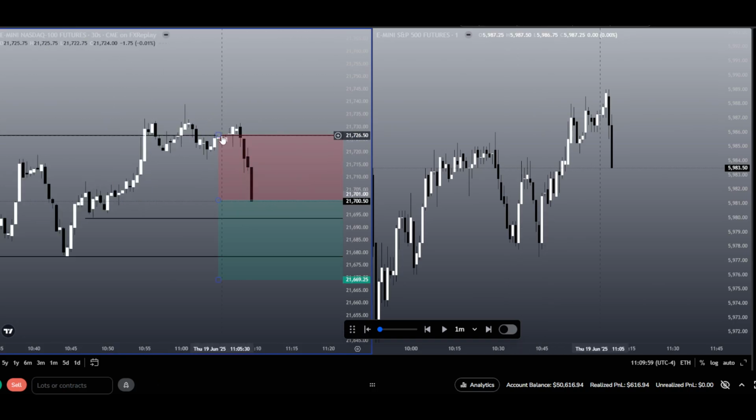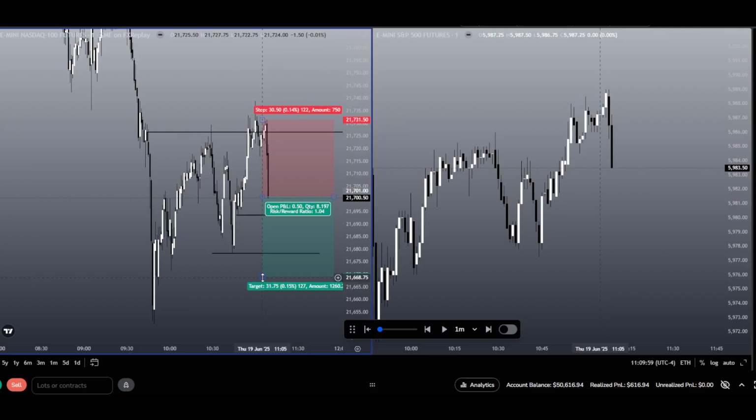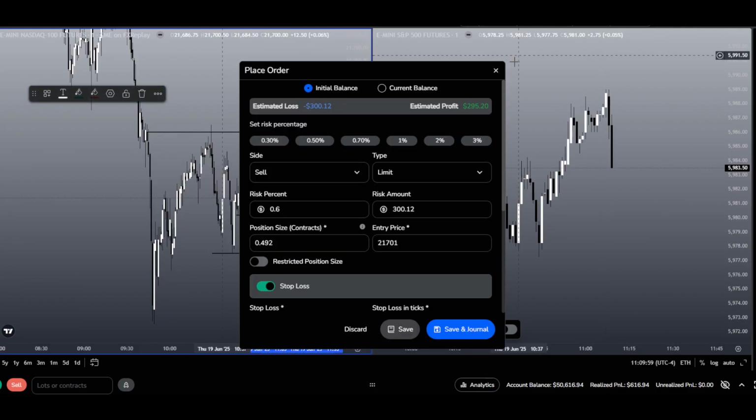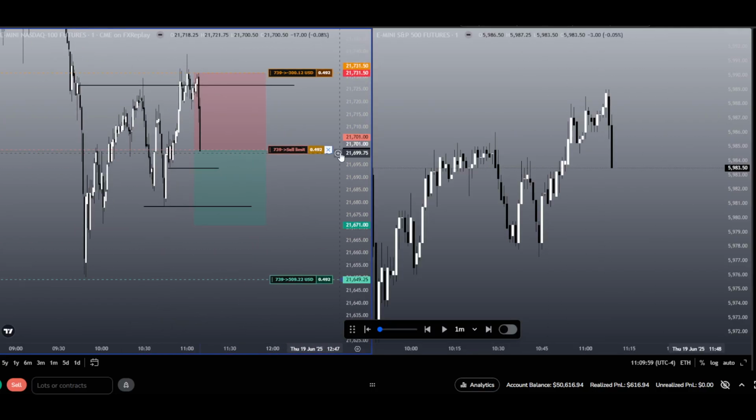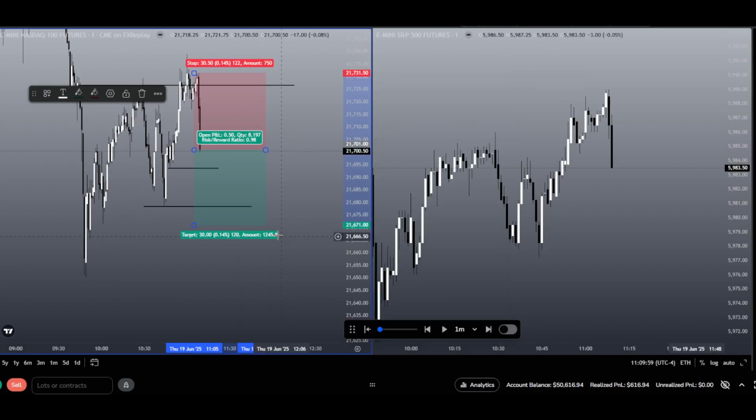Just make sure I'm including my inception gaps. Probably have stop just here. Target a 1-to-1 to this low. And then leave a runner to the external liquidity.